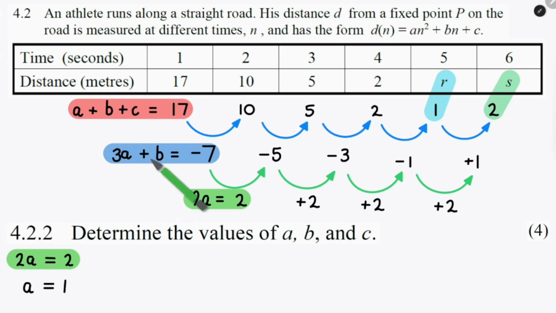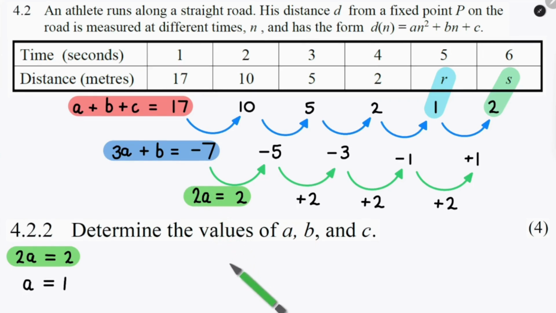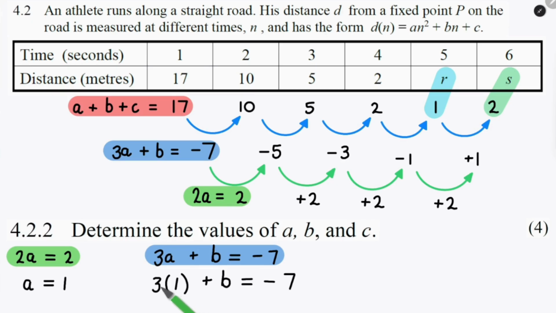Now we're going to grab this equation. And I'm going to fill in the a value of 1 into that equation. So it just changes a to a 1. And now we're going to solve. 3 times 1 is just 3. Take that over, it becomes minus 3. Minus 7 minus 3 will give us b to be negative 10.